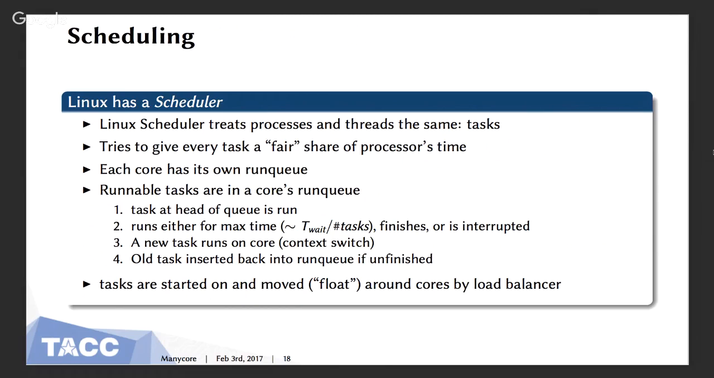Now, after he's done running, a new task will get run on the core. The term for that is a context switch, but it's just a new task starting up on the core. And the old task, based on how long it got to run, gets reinserted back into the run queue somewhere. It's not necessarily at the end, but sometimes it is. How it's determined which cores tasks get started on, or how they get moved around these cores, is done by a load balancer that the scheduler has.